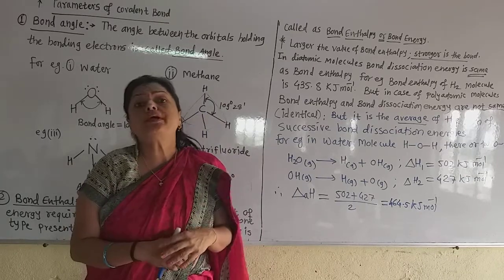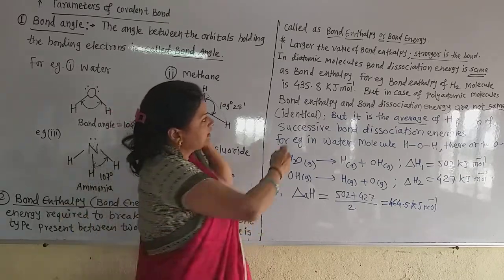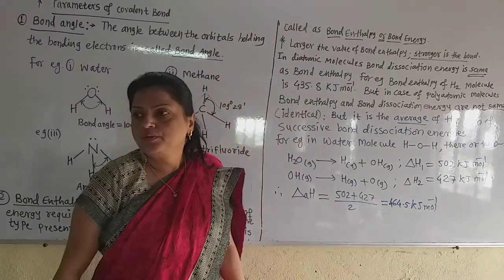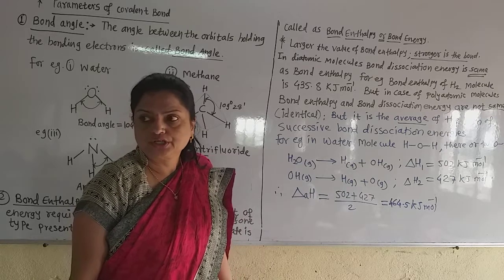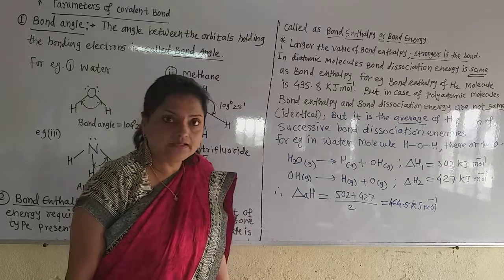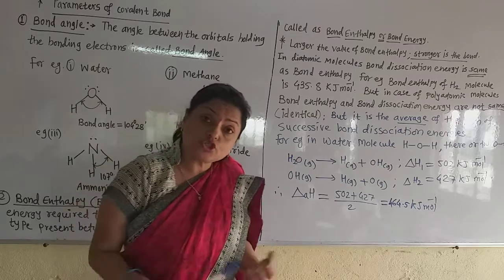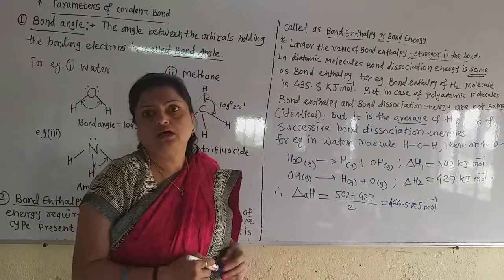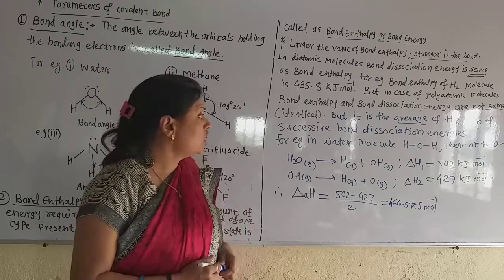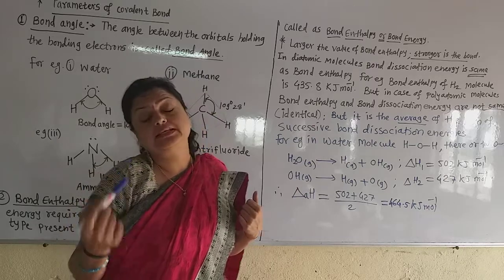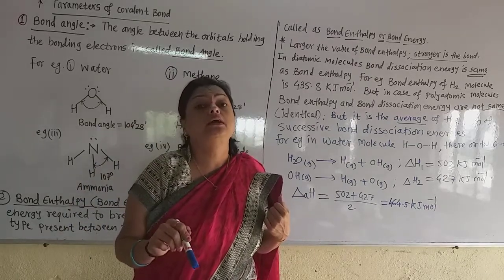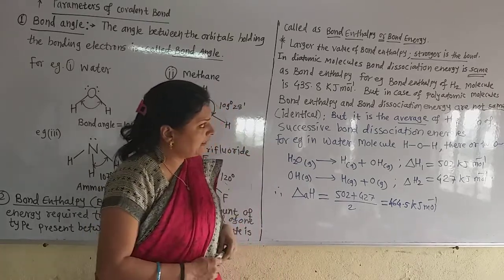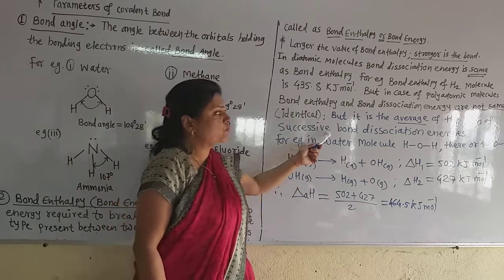But in polyatomic molecules, see here, this is the diatomic molecule hydrogen. It has a bond dissociation energy of 435.5 kilojoule per mole, and that is nothing but the bond enthalpy. But in polyatomic molecules such as methane, water or ammonia, there is more than one bond. So how is that calculated? Here the average bond dissociation energy is taken as the bond enthalpy. Now the average is the sum of the successive bond dissociation energies.